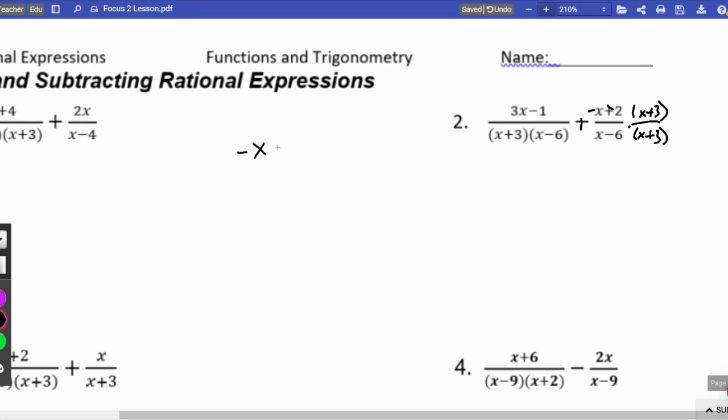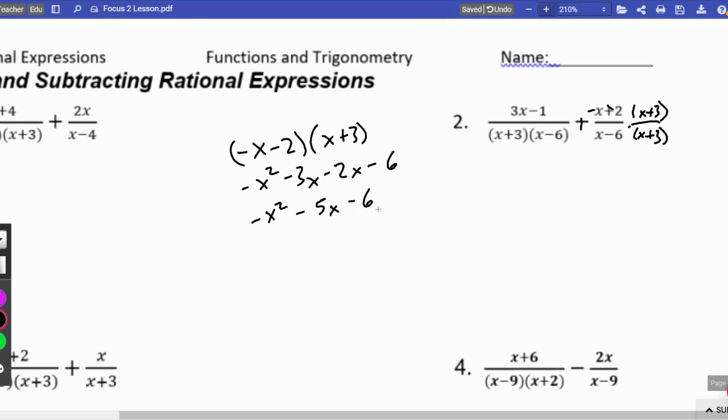It looks like a negative x minus 2 times x plus 3. When you FOIL, you get a negative x squared, a negative 3x, a negative 2x, and a negative 6. Then when you add like terms in the middle, negative x squared minus 5x minus 6. That whole top now turned into this. So really what we have left over is 3x minus 1. And I can combine these two fractions now because I have a common denominator. So I can just put the denominator on the bottom. It looks like x plus 3, x minus 6.